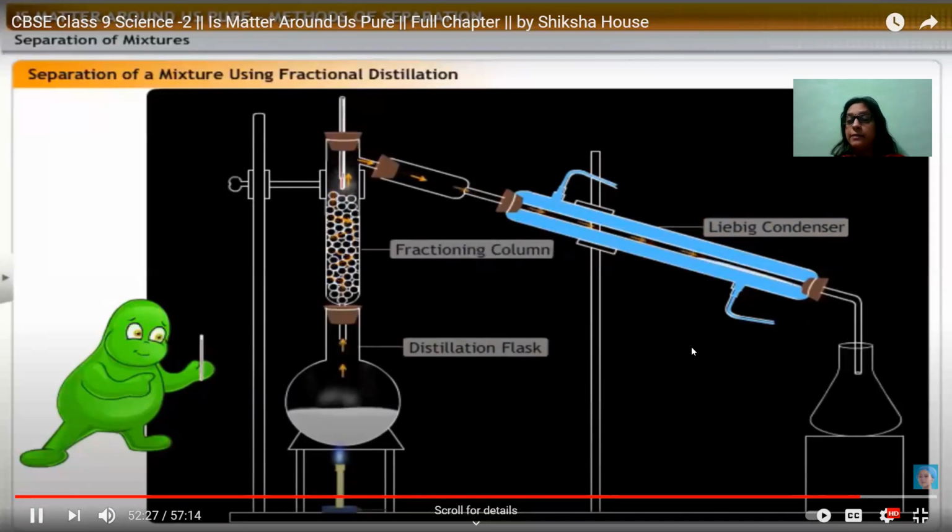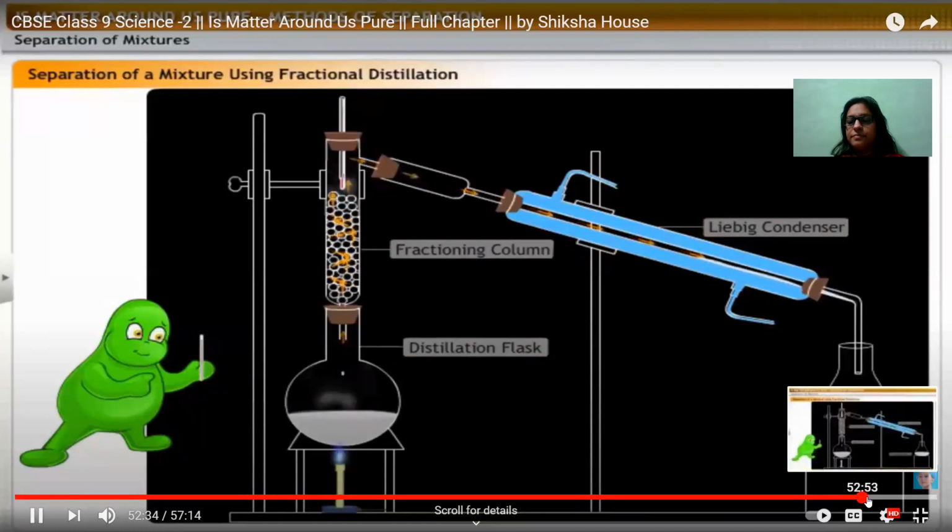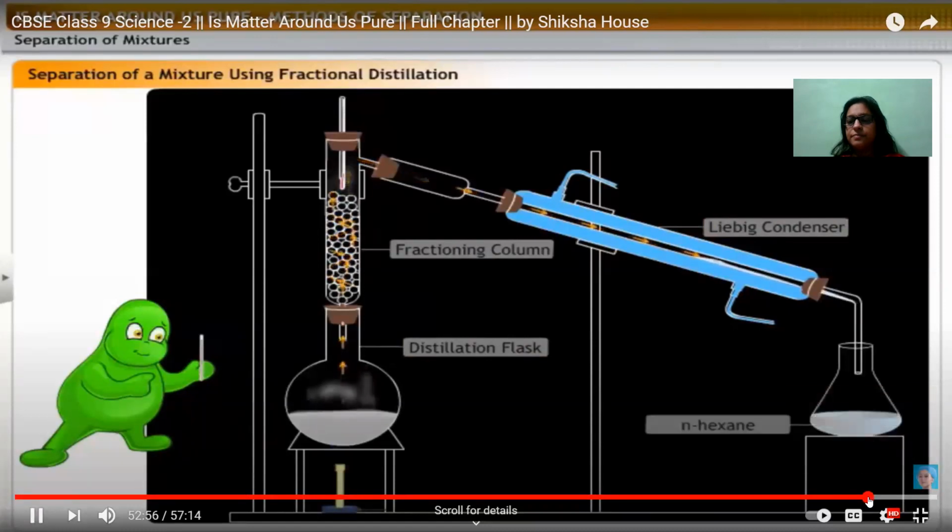The fractionating column is made up of a tube packed with glass beads. The beads provide the surface for the vapors, and heptane has a higher boiling point.